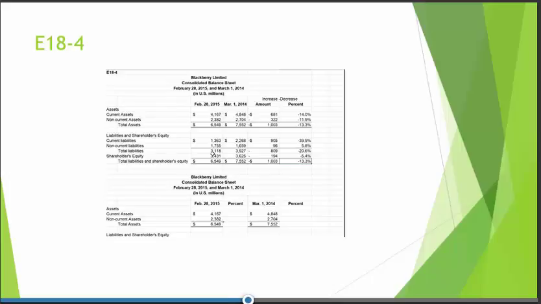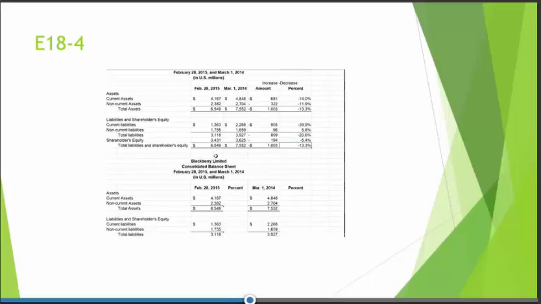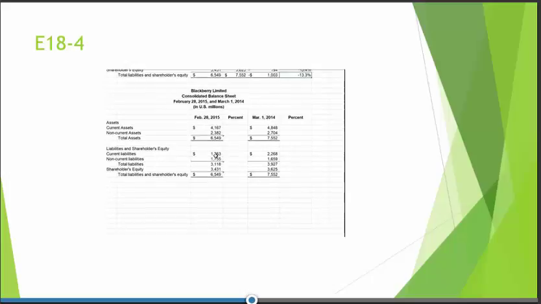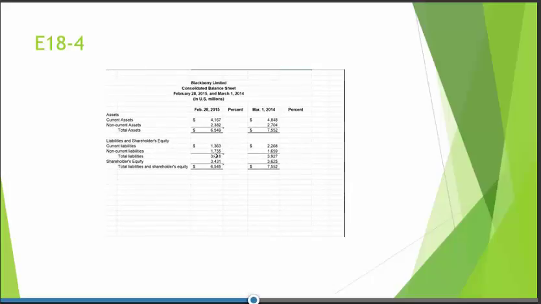Part B asks us to look at vertical analysis. So vertical is up and down. What we do for vertical analysis is we set our base as total assets and total liabilities and shareholders' equity, and we set it at 100%. So we're comparing all of our other assets and liabilities to that base.